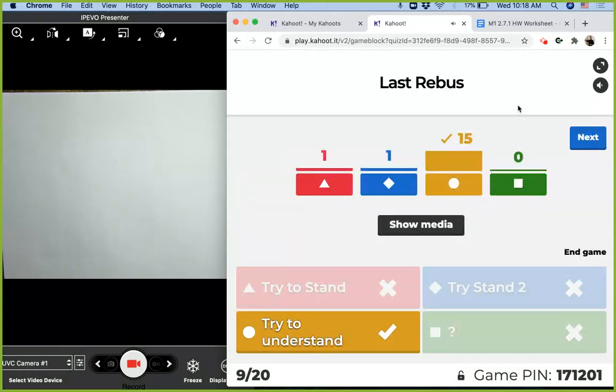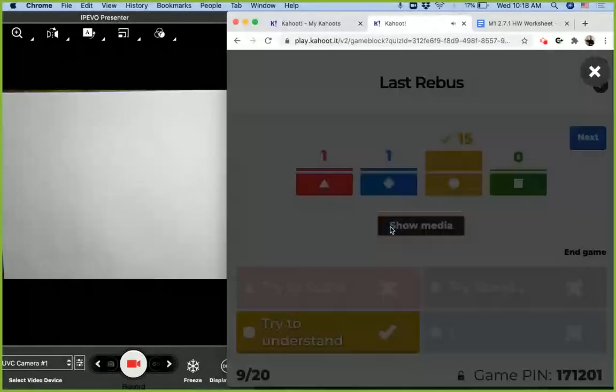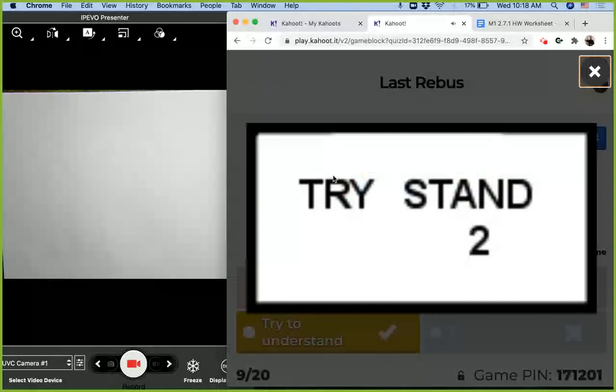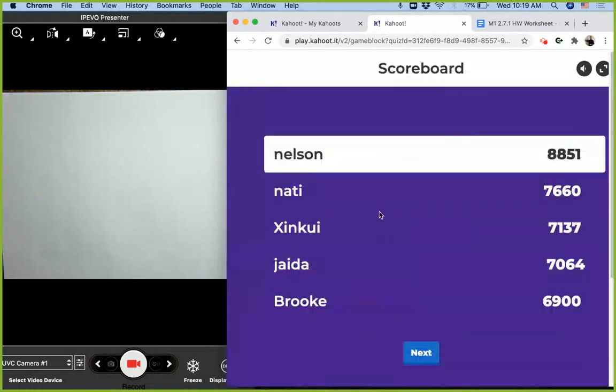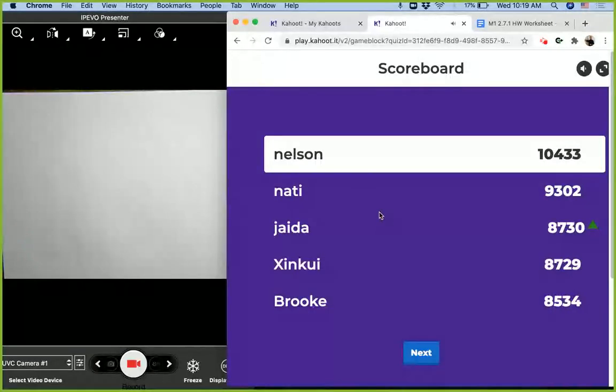Okay, what do we get? Oh, pretty good. Try to understand. That's going to change some scores, I'm guessing. So 15 out of 17. That's pretty good. Let's see. Did it change? Oh, Jada said, yep. I'm taking over third place. All right. It's pretty close between these 5 students.